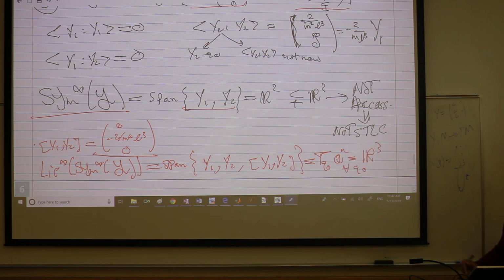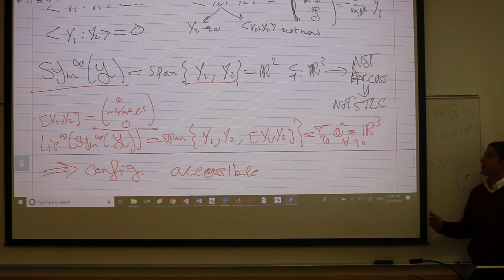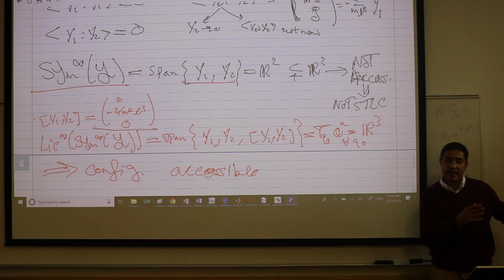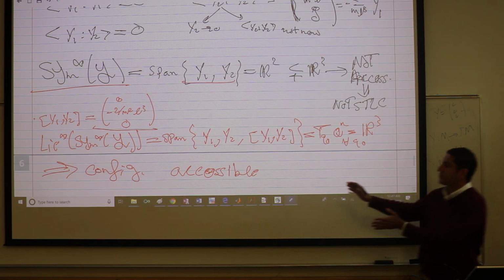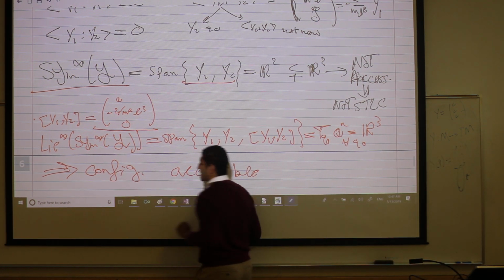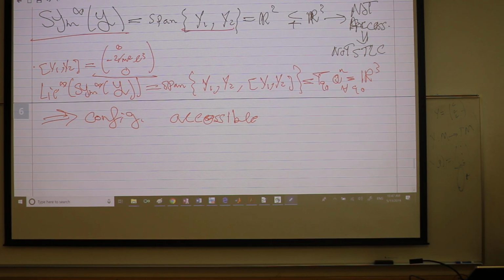for all q naught. So what do you conclude here? The system is what? Yeah, configuration accessible, right? This is configuration accessible, which is indeed expected, because when we did it with just kinematics, respecting the outcome of the dynamics, which is the conservation of momentum, we got that we are accessible in the configuration space only. So here we're covering it with dynamics as well.